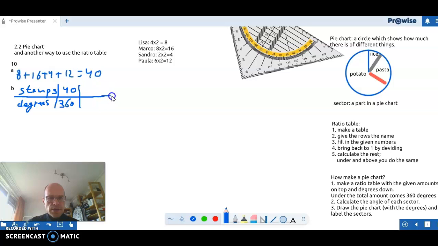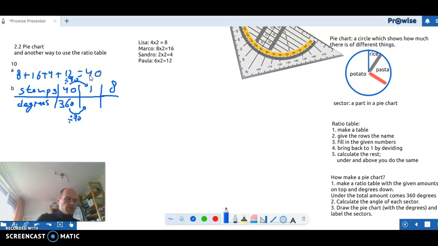Lisa has 8, so I need to bring that back to 1, so I keep 1 space empty over here and I fill in 8 over there. So this is Lisa's, and then we need to calculate using the ratio table. So we have just filled in the numbers. I need to bring back to 1 by dividing. We always divide or multiply. And if we bring this back to 1, I need to divide by 40. And this is 1. And then I need to divide the bottom as well by 40.